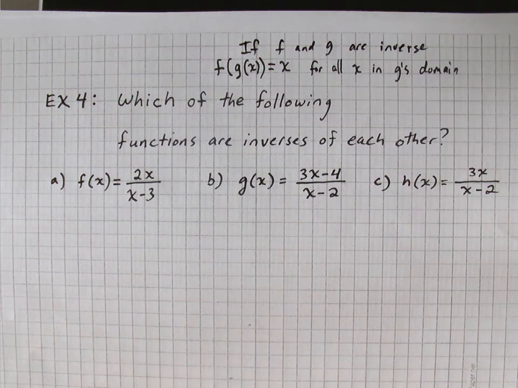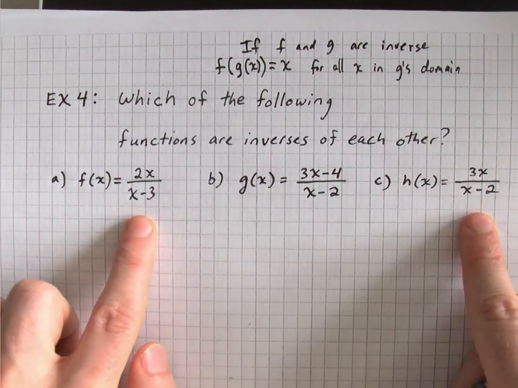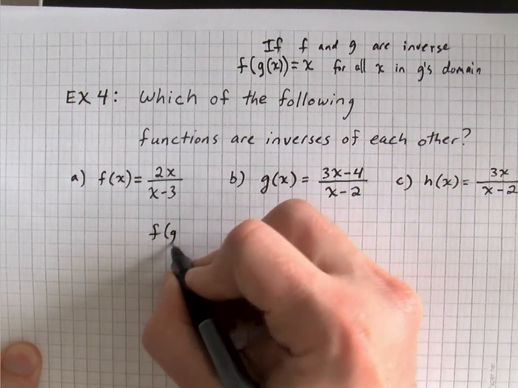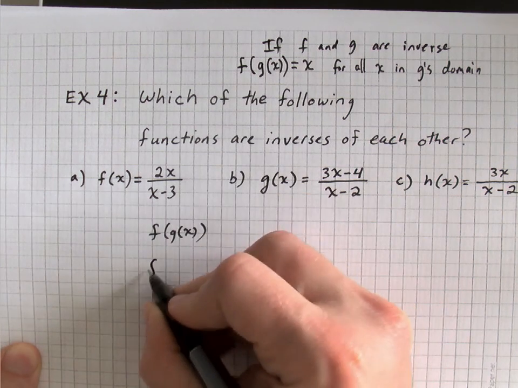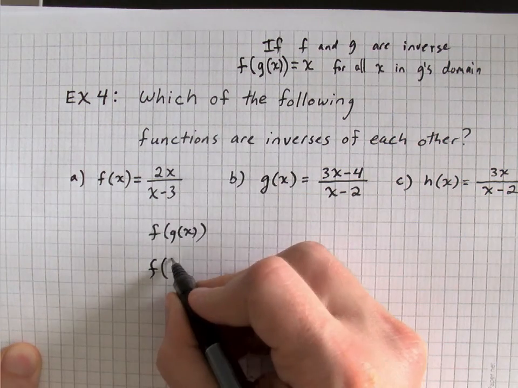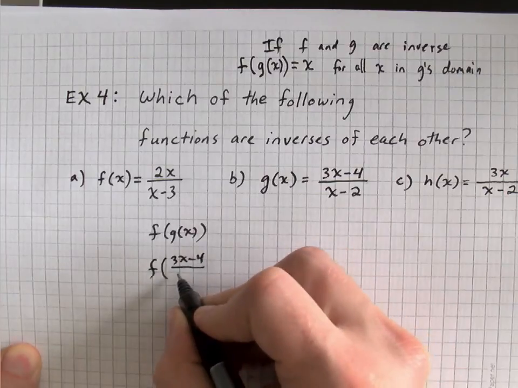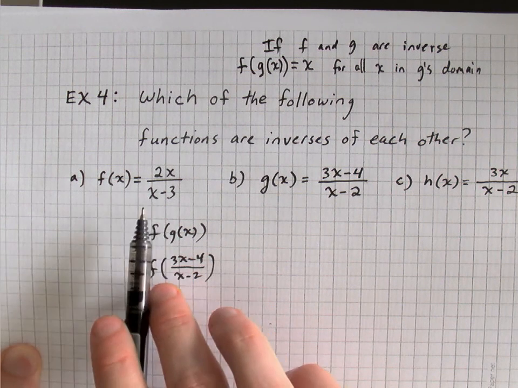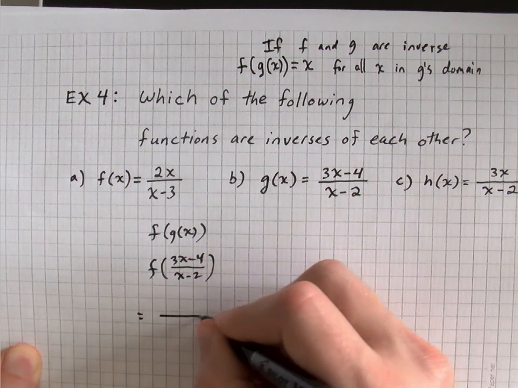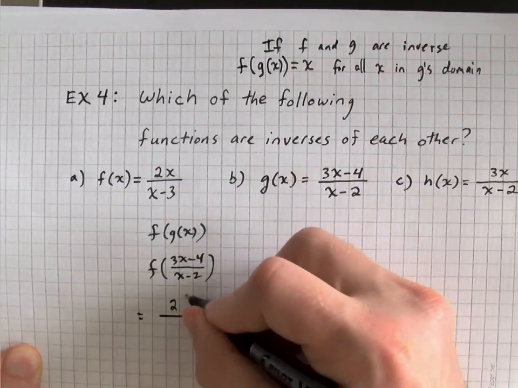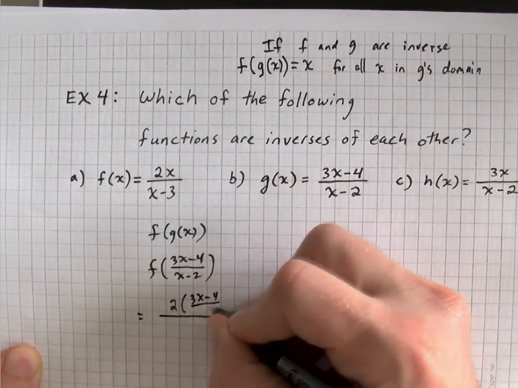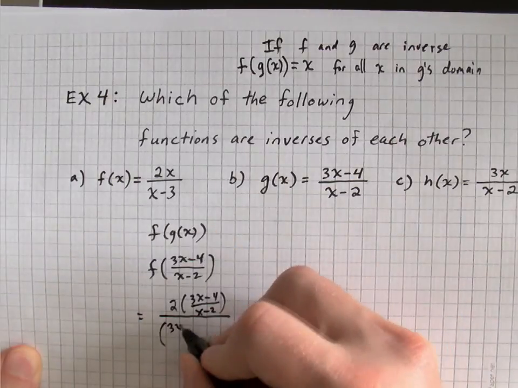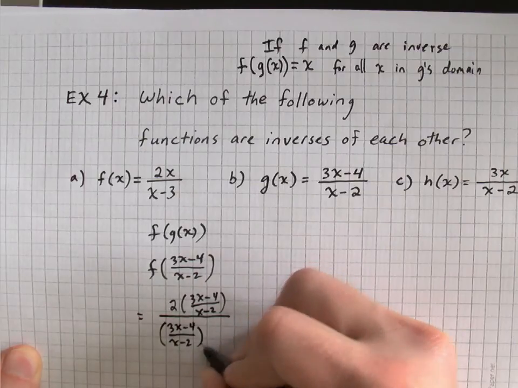So if I wanted to do that test here, I could check these two, and then maybe check these two, and maybe check these two. So let's see what it would look like comparing A and B. f of g of x. That means to input the function g into f. So 3x minus 4 over x minus 2. Now I follow my function rule here for inputs. Twice the input over the input minus 3. So in the numerator, I've got twice the input, so 2 times 3x minus 4 over x minus 2. And then in the denominator, the input minus 3, 3x minus 4 over x minus 2 minus 3.